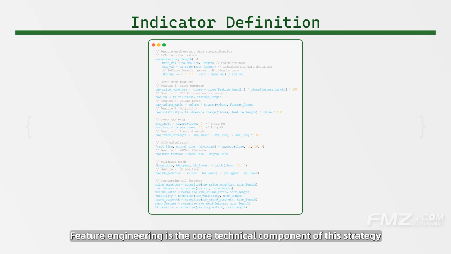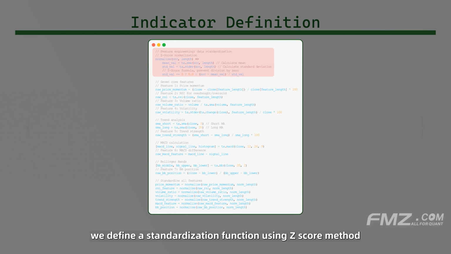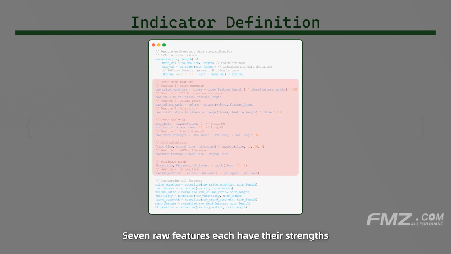Feature engineering is the core technical component of this strategy. First, we define a standardization function using the z-score method to convert all features to the same scale, a basic requirement for machine learning algorithms. 7 raw features each have their strengths.